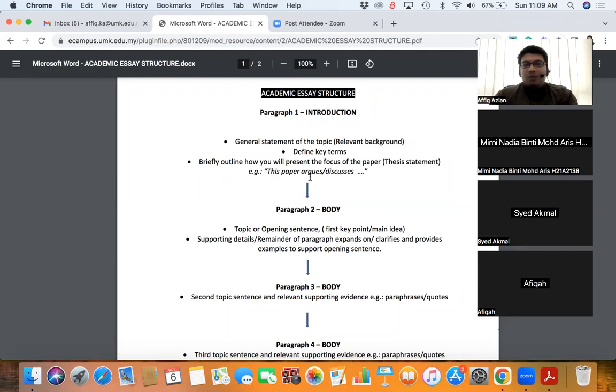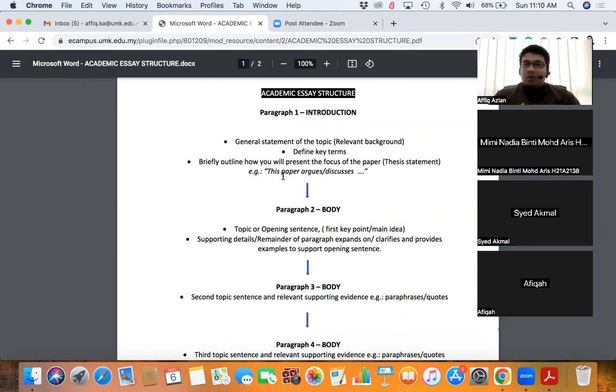So when people read your thesis statement, which is the last sentence in your introduction paragraph, they will get an idea of what you are going to talk about, what you are going to write in the rest of your paragraphs, in the coming body paragraphs. So body paragraph 1, body paragraph 2, 3, 4, 5, depending on how many points that you have. The thesis statement has to be very clear, and this will be the main idea of the whole essay.